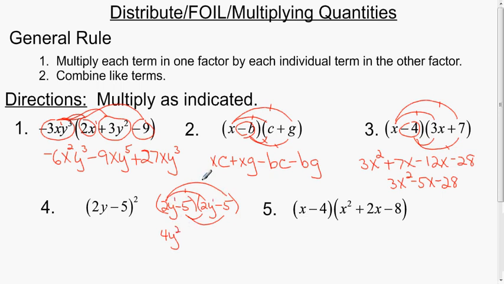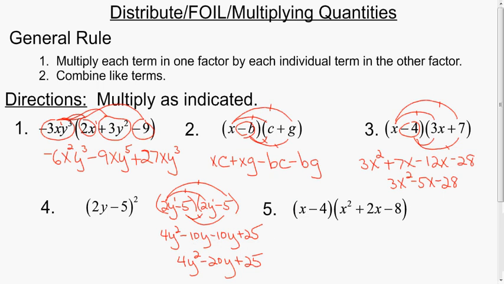Then I'm going to get 2 times negative 5 is negative 10y for 2y times negative 5. And then I'm going to get negative 5 times 2y, again using the sign for the 5. So that's negative 10y. And then I'm going to get negative 5 times negative 5 is positive 25. Okay, and then looking to combine like terms, I see I have like terms in the middle here, which is a common occurrence in FOIL problems. 4y squared minus 20y plus 25. Now, this is the answer.